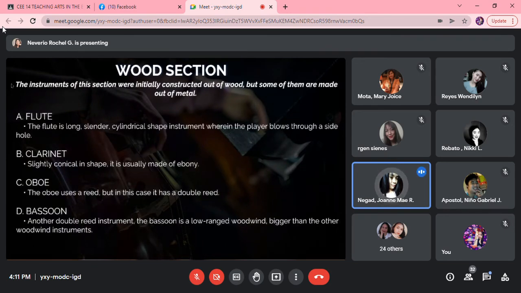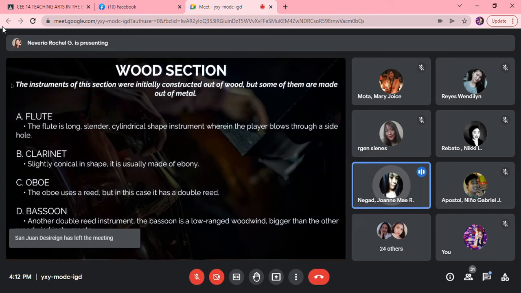So, next is bassoon. Bassoon is another double reed instrument. The bassoon is a low-range woodwind bigger and longer than the other woodwind instruments. So, mostly, ang bassoon mas malaki siya kaysa sa naunang tatlo na instrument, pero same lang sila halos ng pagkakahaba, pero iba-iba lang sila ng design. Its bore is folded in the middle to reduce its lengthy exterior dimension. So, yun po, next po.